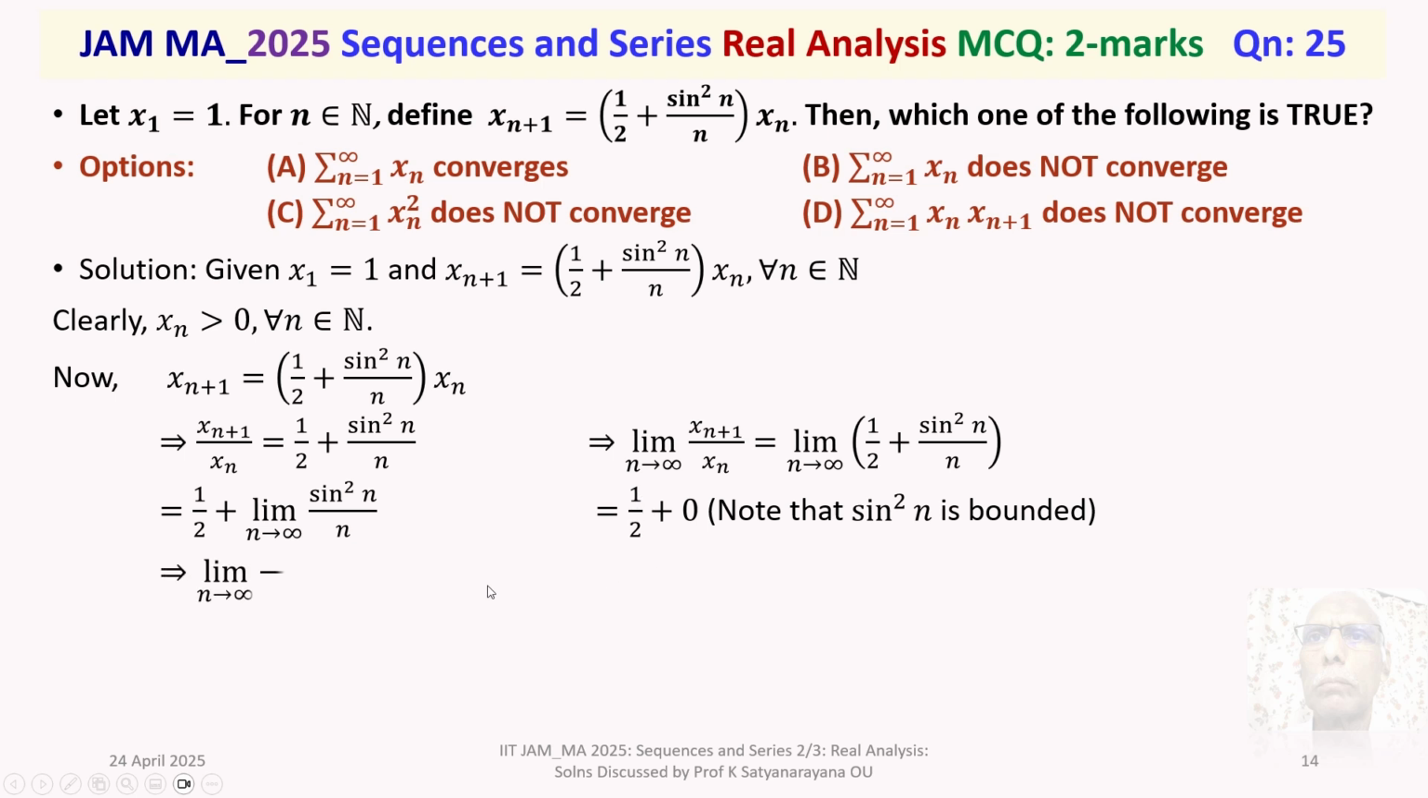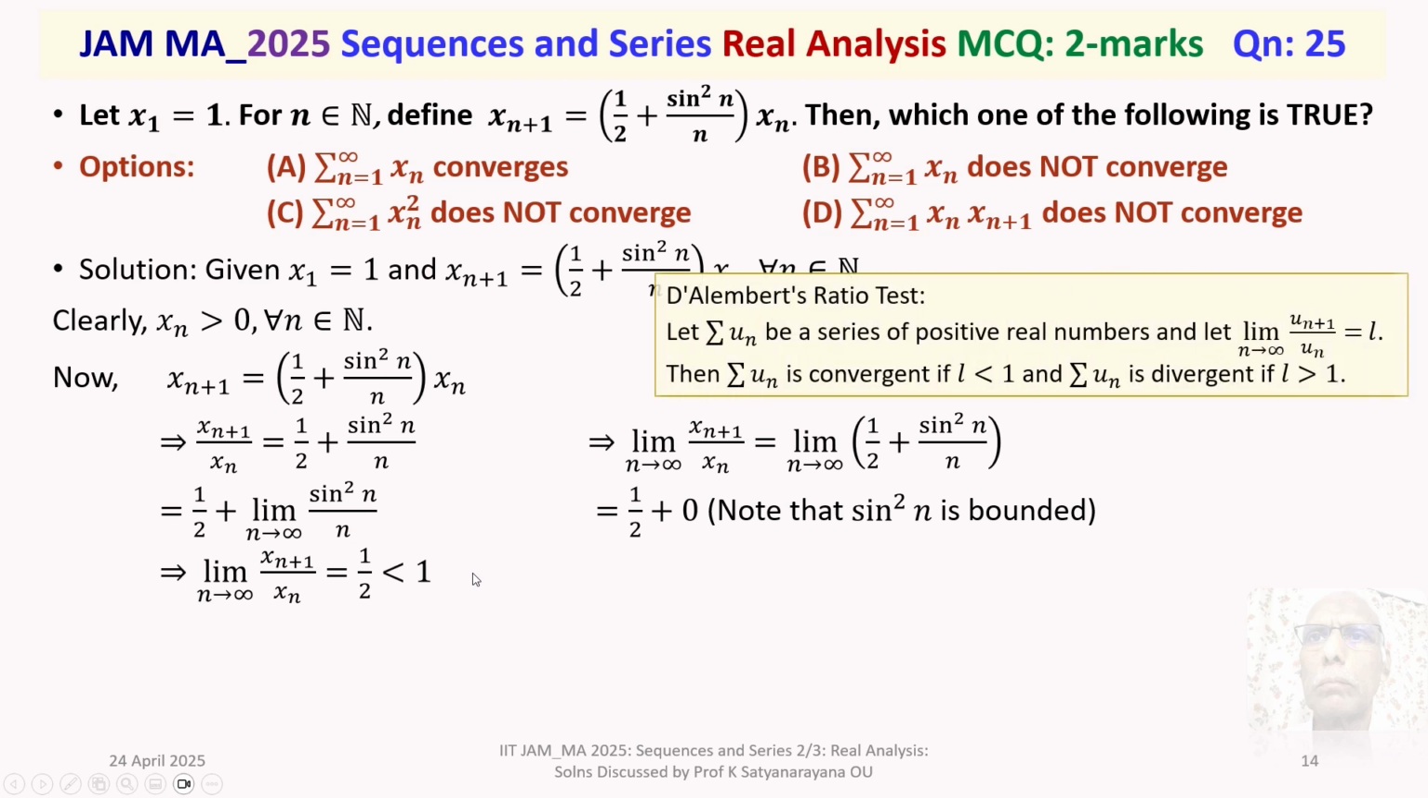So that means the limit as n tends to infinity of xn plus 1 by xn is 1 by 2, which is less than 1. So by D'Alembert's ratio test, if xn plus 1 by xn has limit L as n tends to infinity, when L is less than 1, it is convergent. When L is greater than 1, it is divergent. When L is equal to 1, we require further investigation.